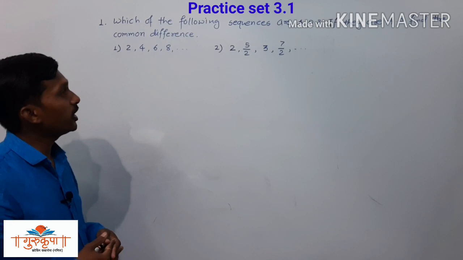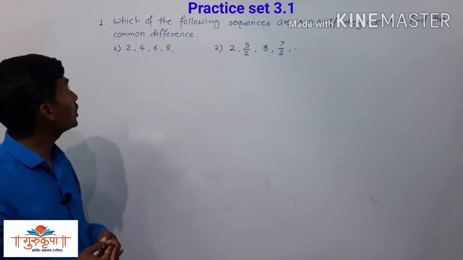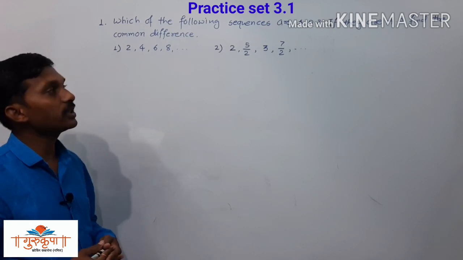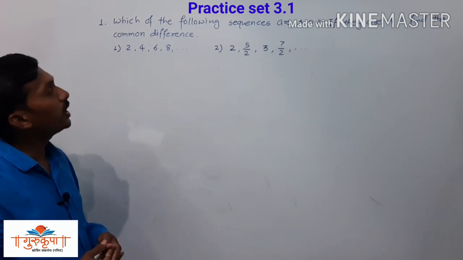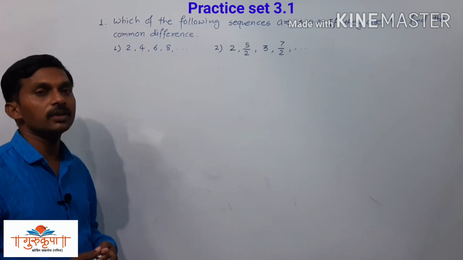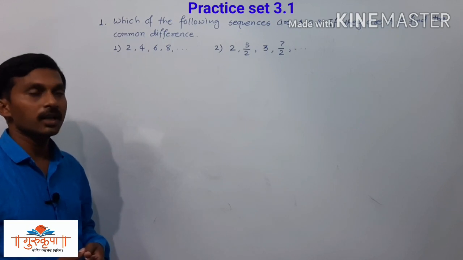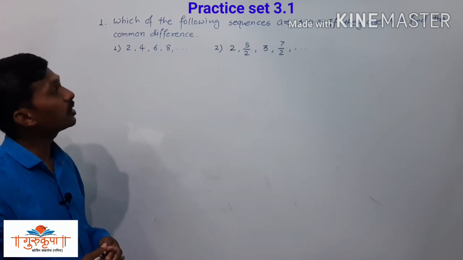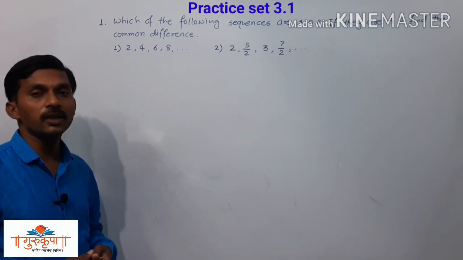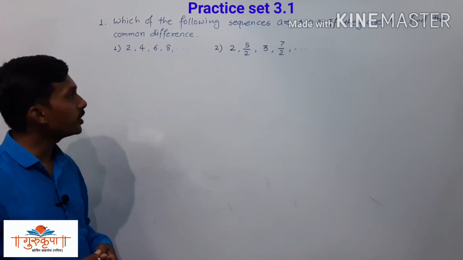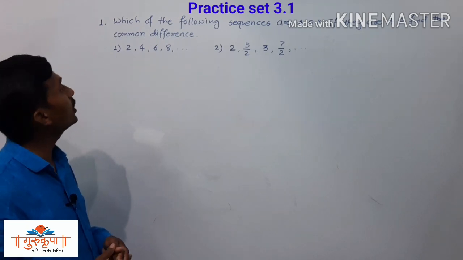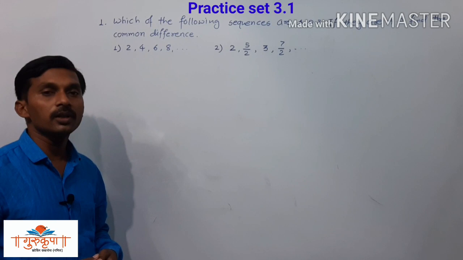Practice set 3.1. First question. The question is, which of the following sequences are AP? If they are AP, find the common difference. We have been given some sequences and we have to identify whether the given sequence is an AP or not an AP. And if the given sequence is an AP, then we have to find the common difference, that is the value of D.